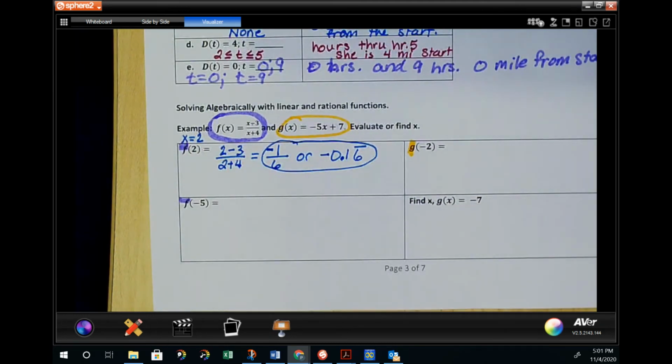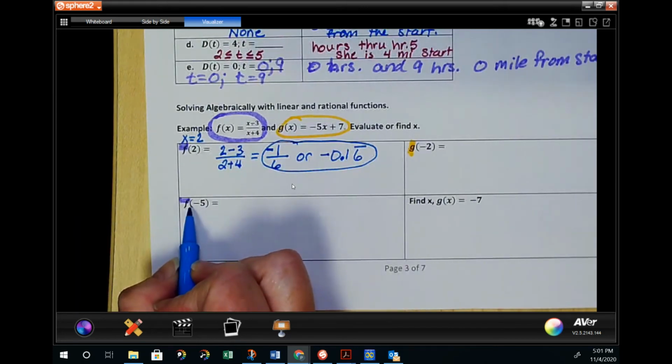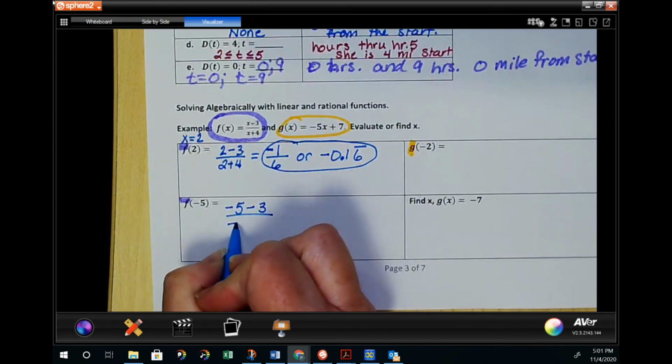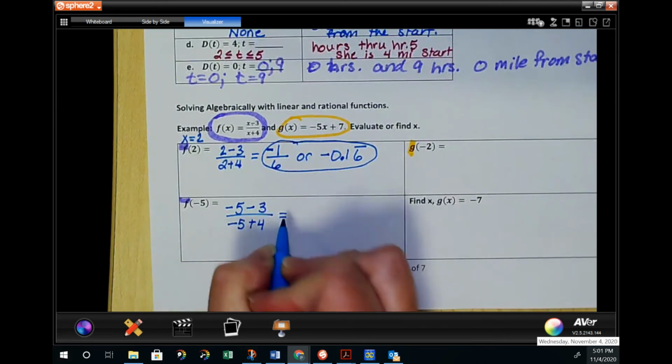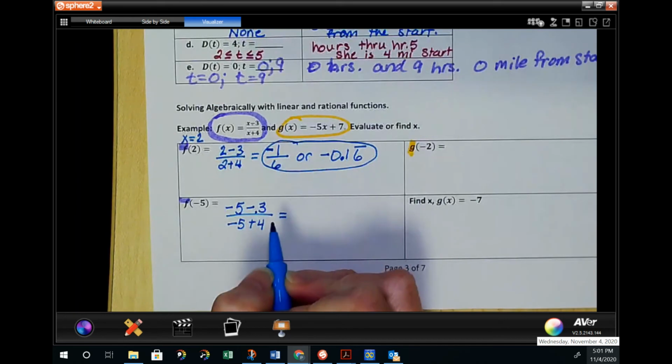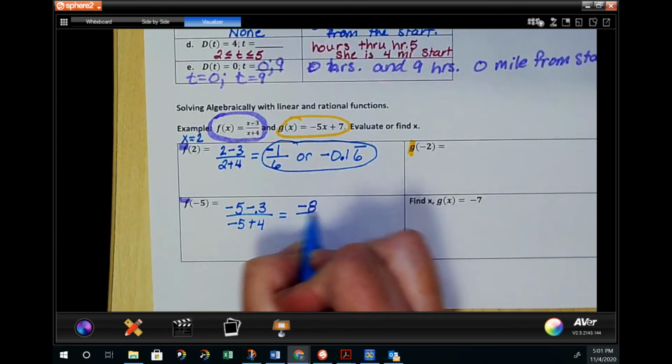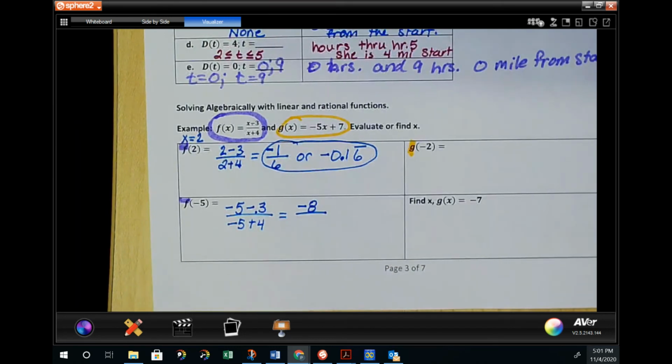Okay, the next thing is we're going to do this again, and we're dealing with function f. This time I'm putting in negative 5. So I have negative 5 minus 3, and then negative 5 plus 4. So negative 5 minus 3 is negative 8. And then negative 5 plus 4 is going to be negative 1. Negative 8 divided by negative 1 ends up being positive 8.